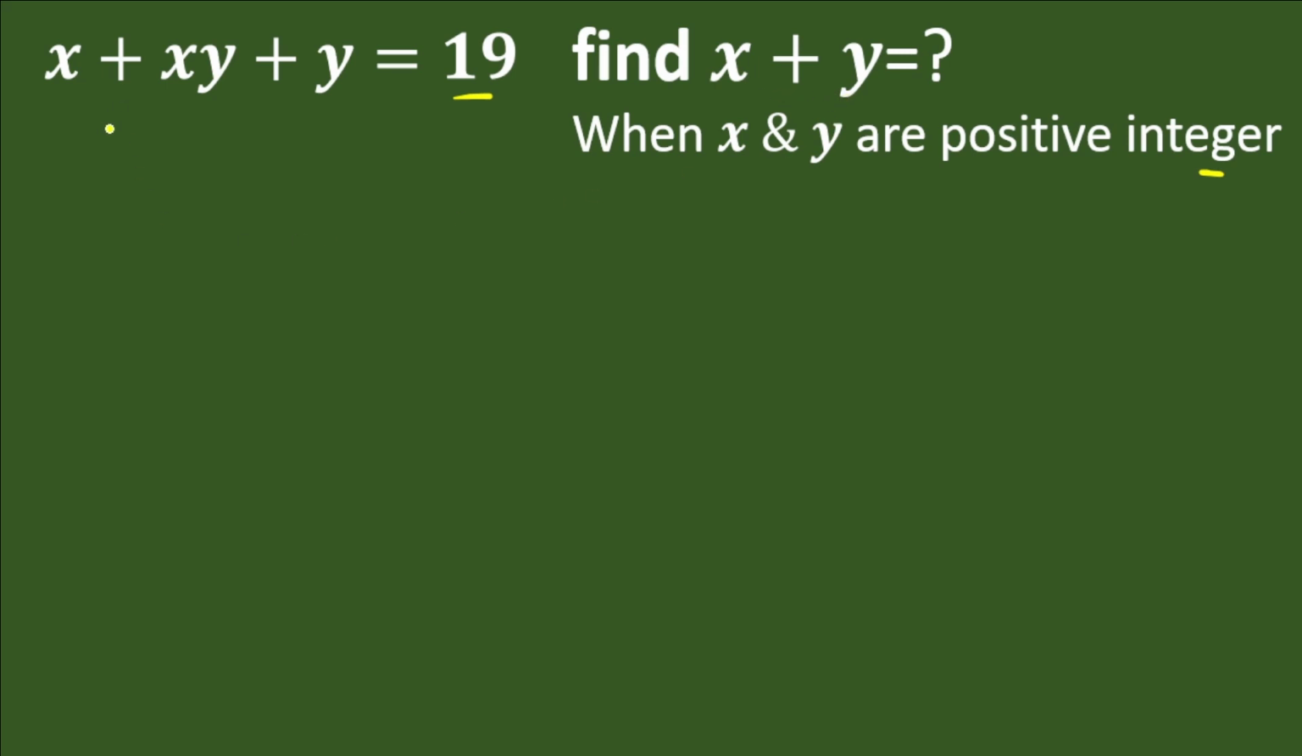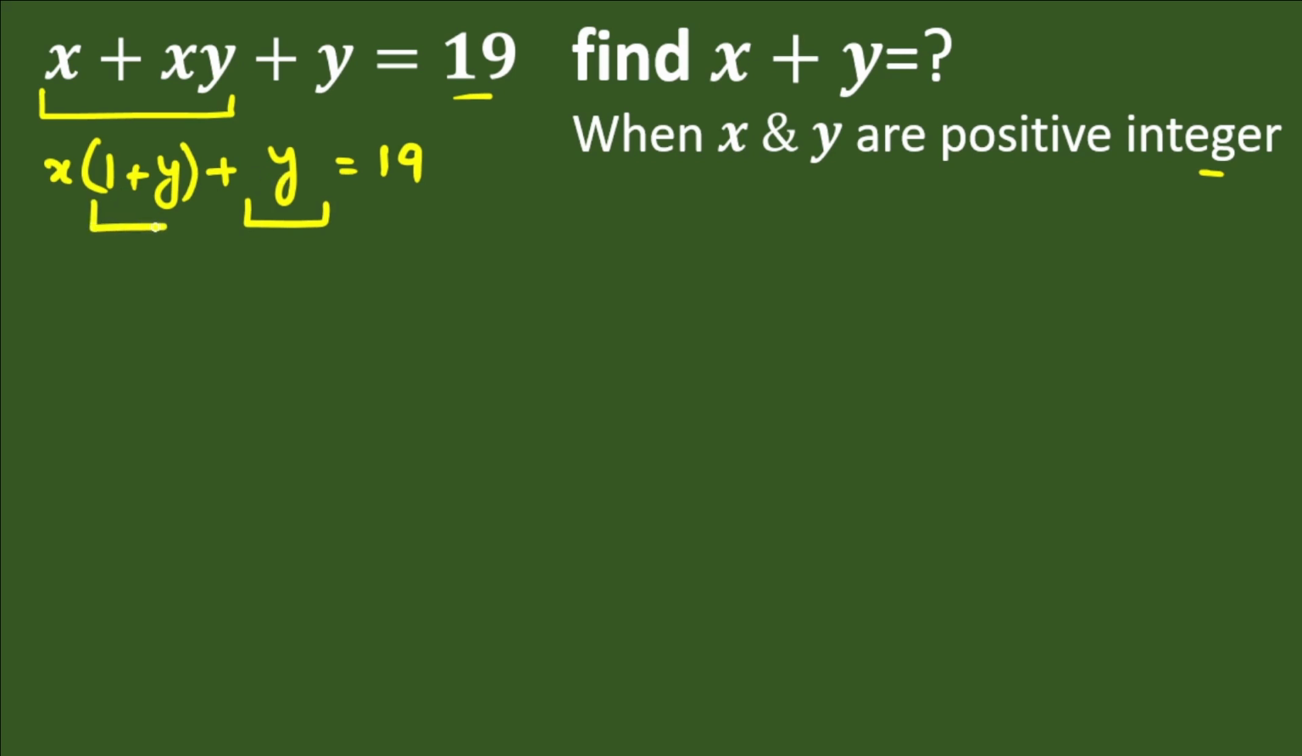Now look here. From these two terms, we can take x common. Then the remaining will be 1 plus y. After the plus, the other term is y, and that is equal to 19. Now, for making this equation into a quadratic-type form, we have to make this y into 1 plus y. So we'll add 1 on both sides, the left-hand side and the right-hand side.